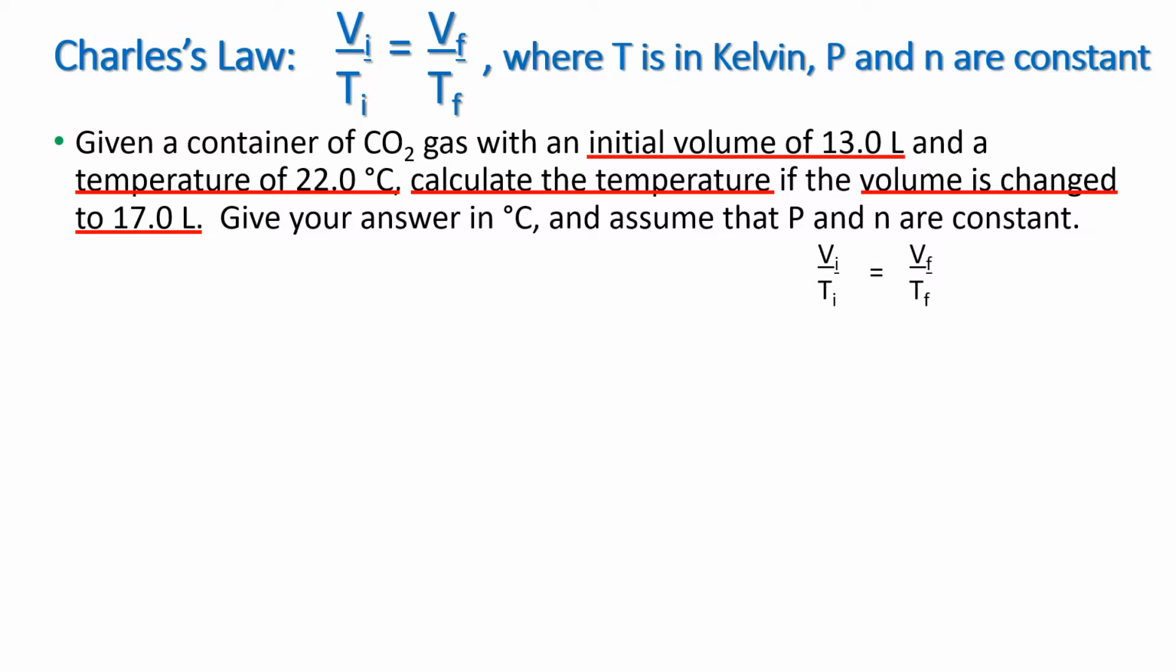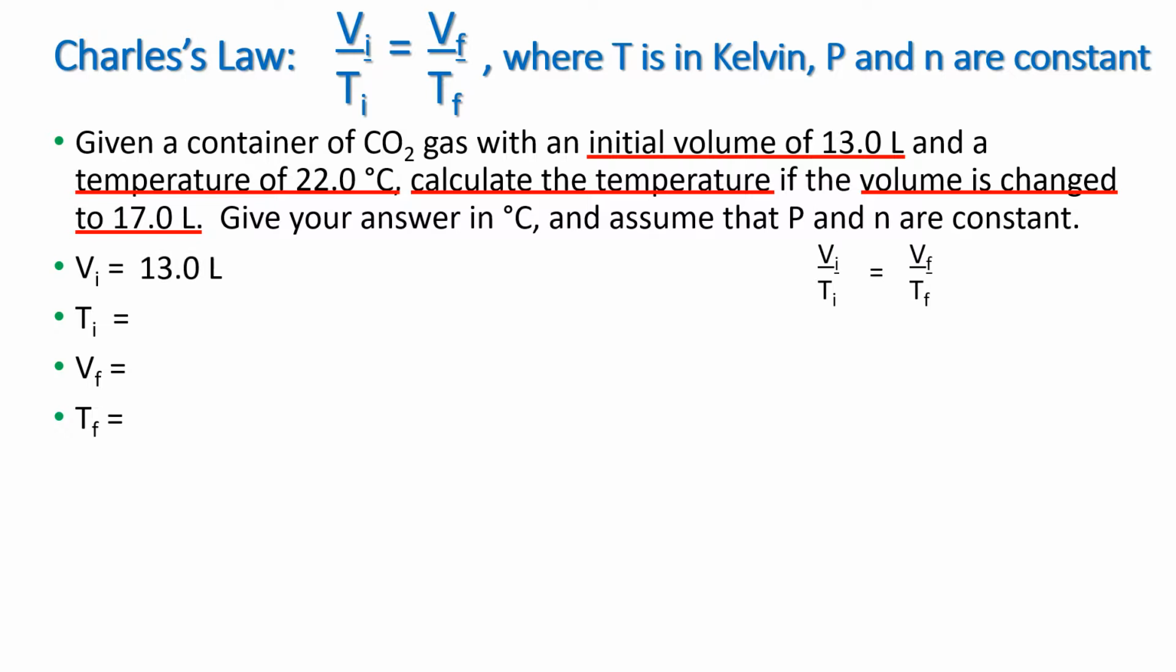We also have to accurately identify our variables in order to set the equation up to solve for the unknown. And our variables for Charles's law are initial volume, which we write with V and the subscript I, initial temperature, which we write with a capital T and a subscript I, final volume, which we write with a capital V and a subscript F, and final temperature, which we write with a capital T, also with a subscript F. And in Charles's law, our volume is over temperature on both sides.